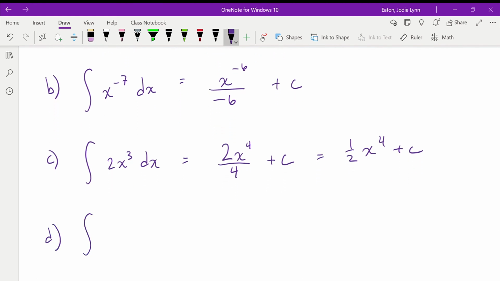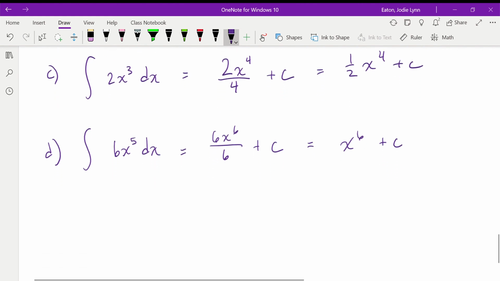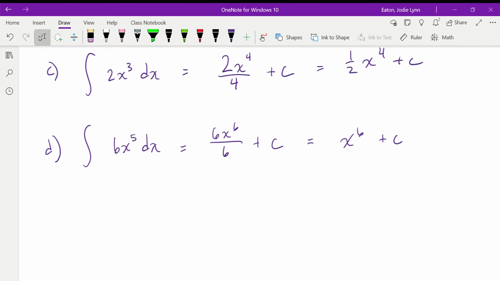D, let's look at the integral of 6x to the fifth dx. This is equal to 6x to the sixth divided by 6 plus c, which is just x to the sixth plus c. And if you notice, hey, I could just pick that 6 back up, thinking as you do in a differentiating way. You don't necessarily have to write out the intermediate steps. So E, let's try the integral of 4x to the fifth minus 3x to the minus 2 dx.